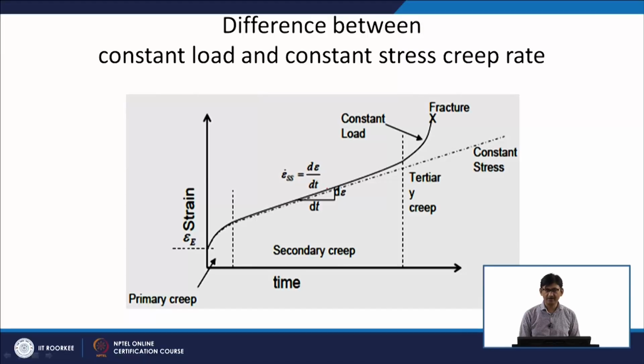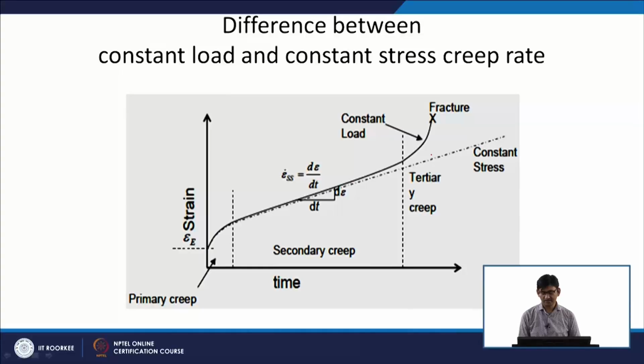In the second stage, these two will more or less be equal. Only when the tertiary stage starts, when the cross sectional area is very small and will not be able to take that constant load, suddenly you will see the rise in the stress and rise in the strain rate. So, for a constant stress the same linear curve will be extending, without any tertiary stage, and ultimately it will fracture.